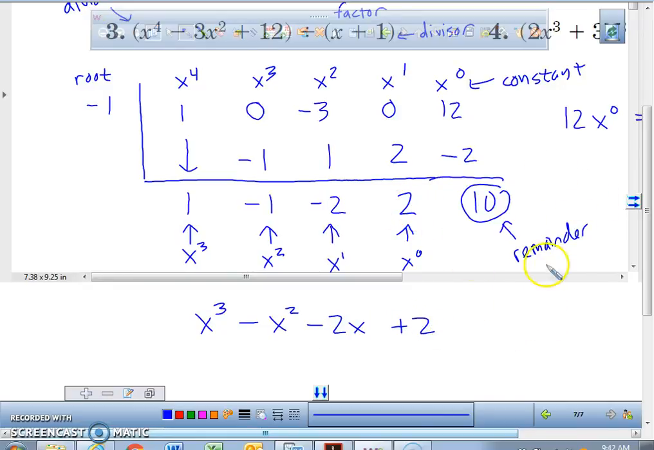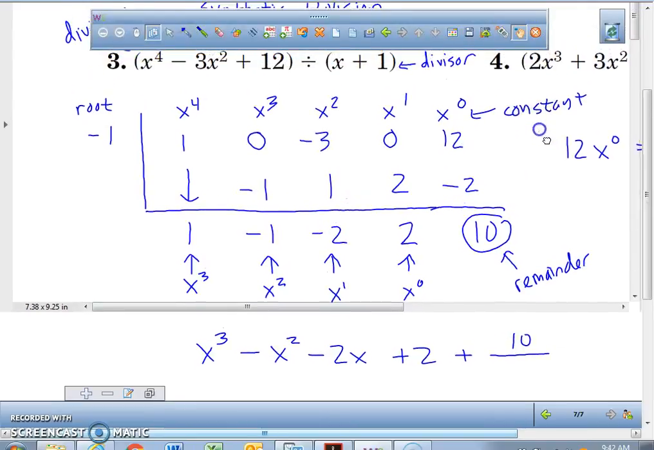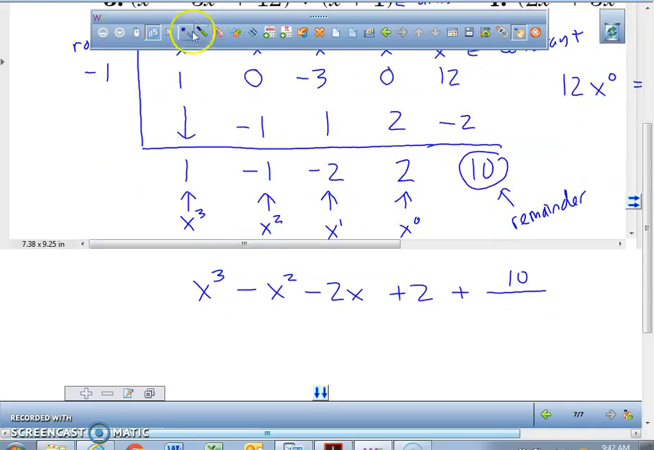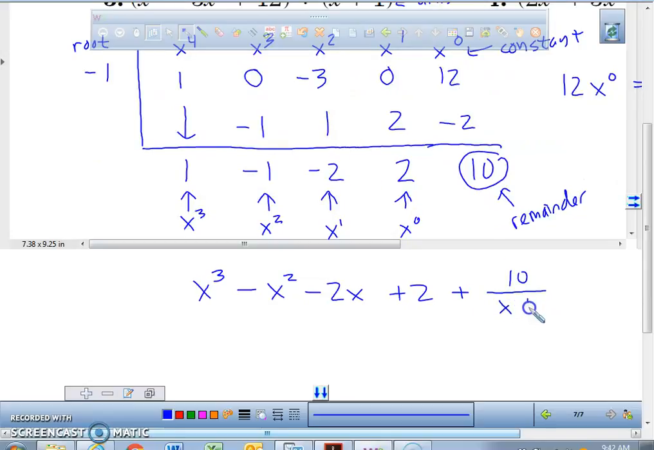Well, how do we figure out how to put this remainder at the end? We just say plus 10 over, and we look at what our divisor was. What's our divisor? So you put 10 over x plus 1. Whatever your divisor is, whatever it is, that's what you put underneath your remainder.